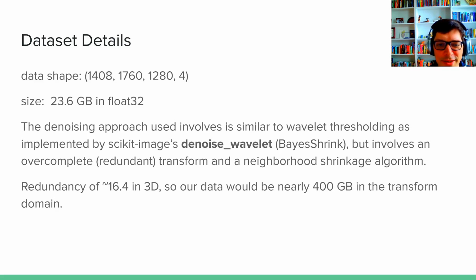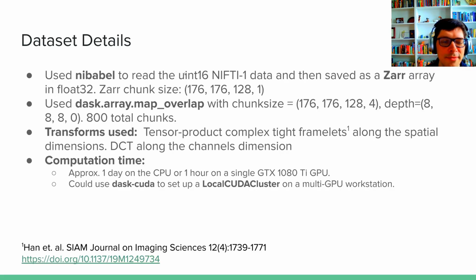But in this case, the transform is more redundant than standard wavelet with a factor of 16 in 3D. So our data becomes nearly 400 gigabytes in the transform domain. It's too big to fit in our CPU or GPU memory. So the approach used is to use NiBabel to read in the medical imaging data and save it back out as a Zarr array that's stored on the disk in chunks. And we can then use that as the input to our Dask array map overlap function, which can use a similar chunk size, and we will only need to load chunks into memory on demand.